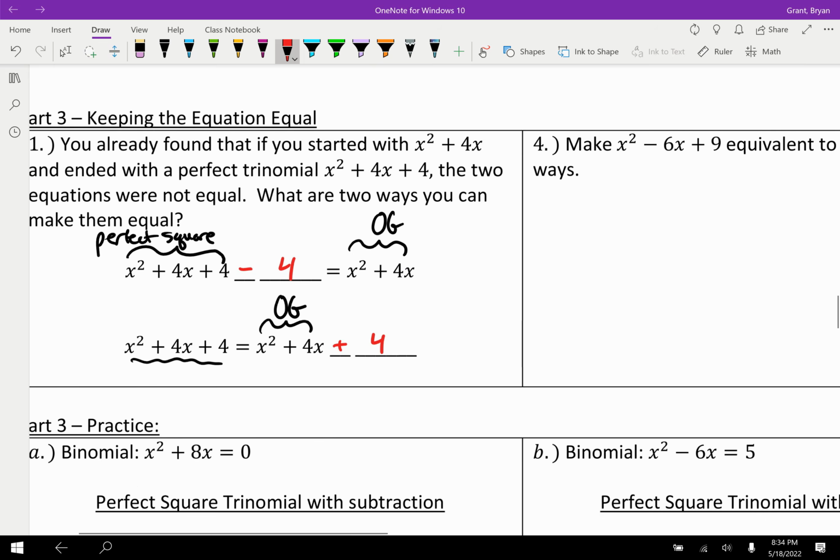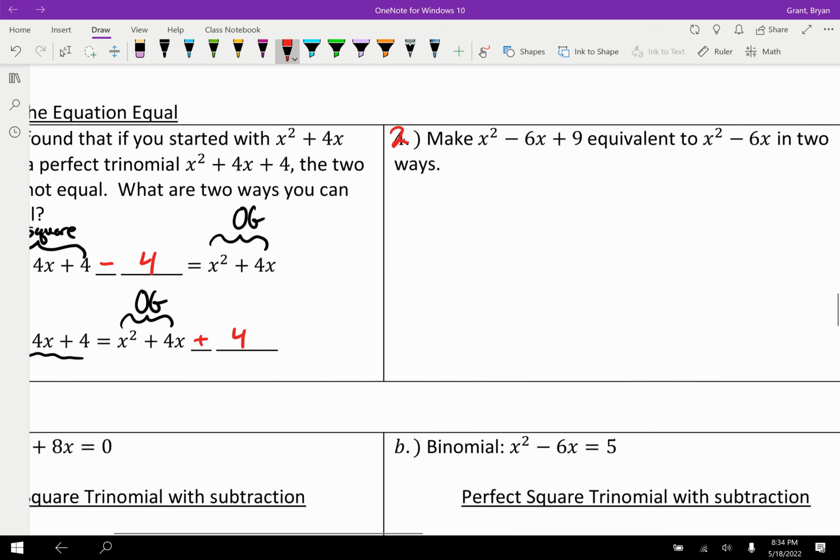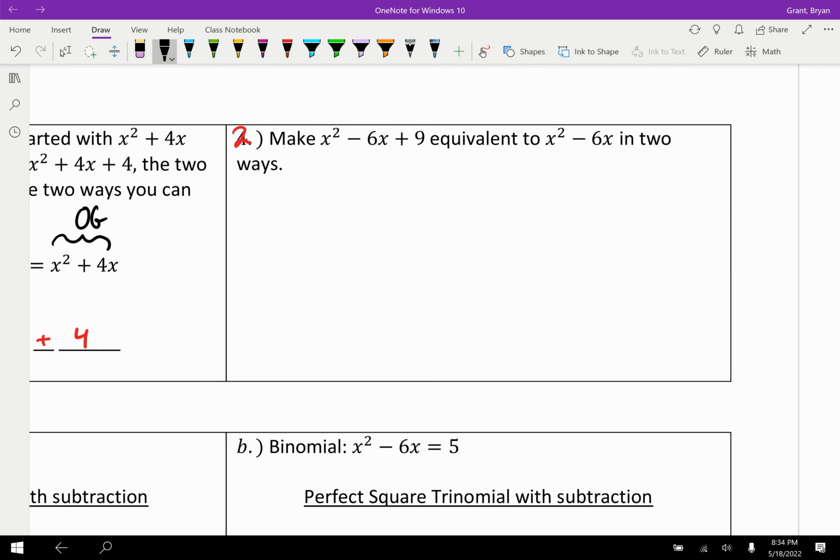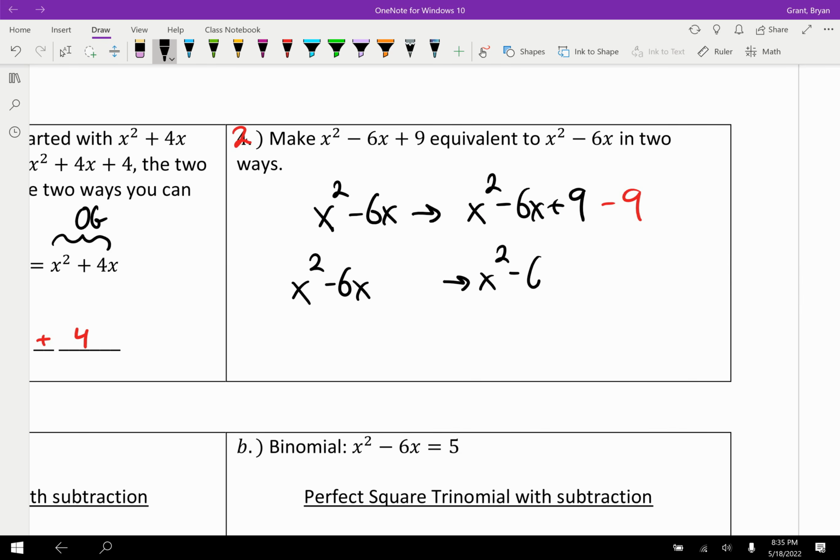All right, let's pretend this says 2 right here. Let's go ahead and do the same thing here. If you started with x squared minus 6x, and you said, I want to make this a perfect square trinomial by adding 9, then you can, but you better make sure you subtract the 9 back off. Or, if you had x squared minus 6x and you said, well, I know x squared minus 6x plus 9 is a perfect square trinomial, I want an extra plus 9 here, you can do that as long as you add 9 to the other side too.